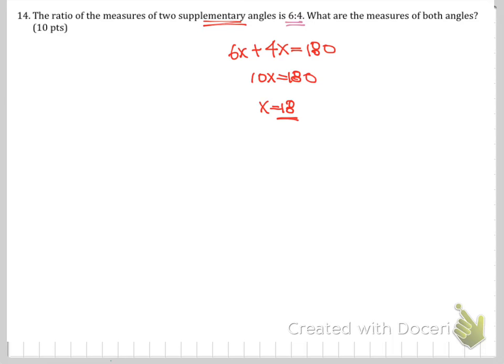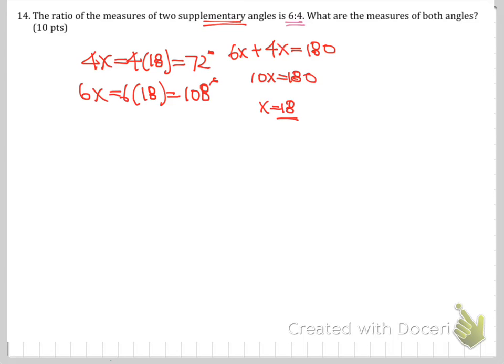But that's not quite the answer because we want to find the measures of both angles. So 4x is equal to 4 times 18, which gives us 72 degrees. And 6x is equal to 6 times 18, which gives us 108. Hence, those are our two angles.